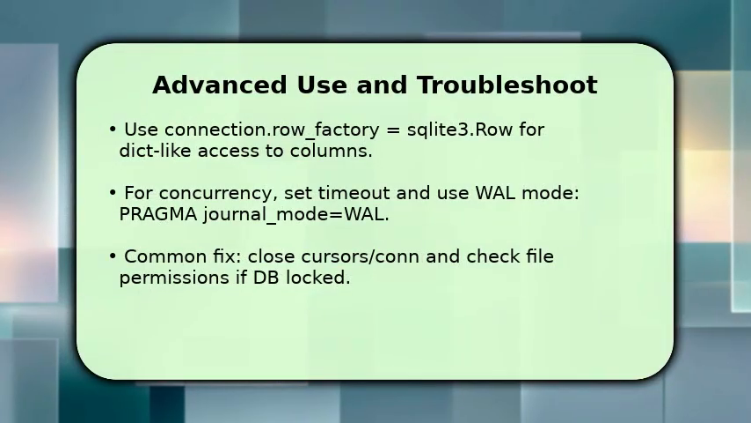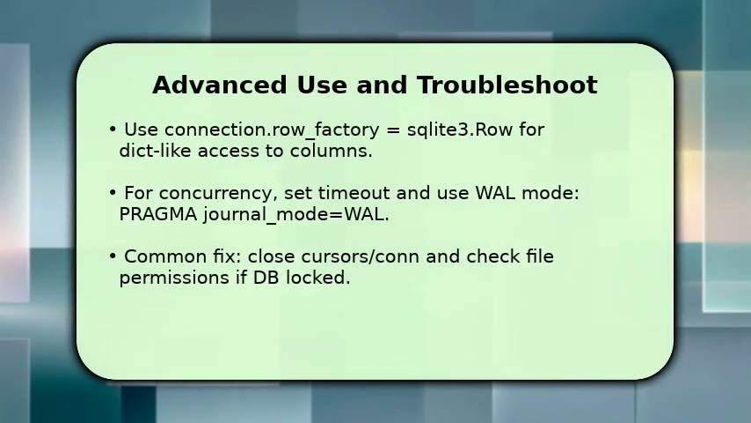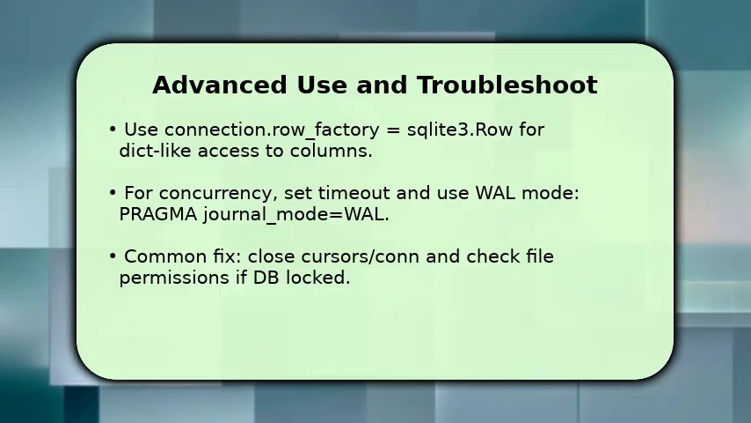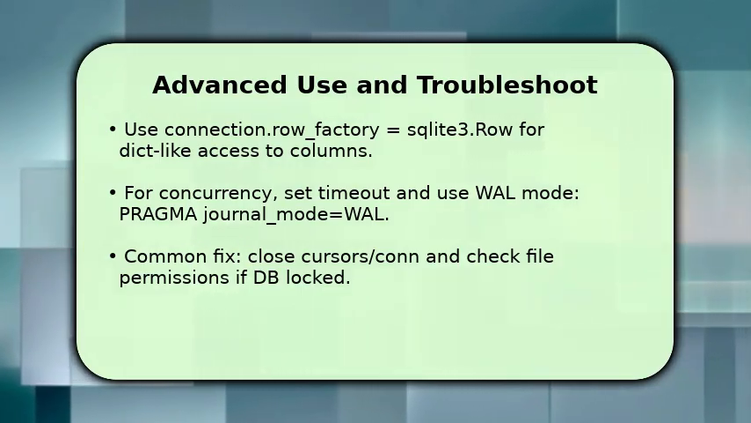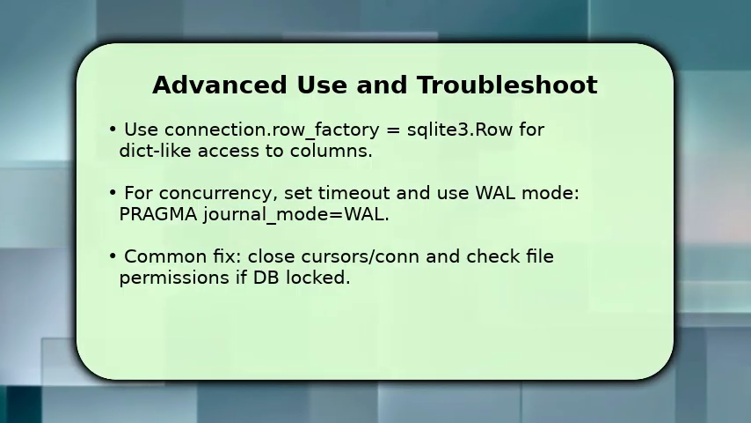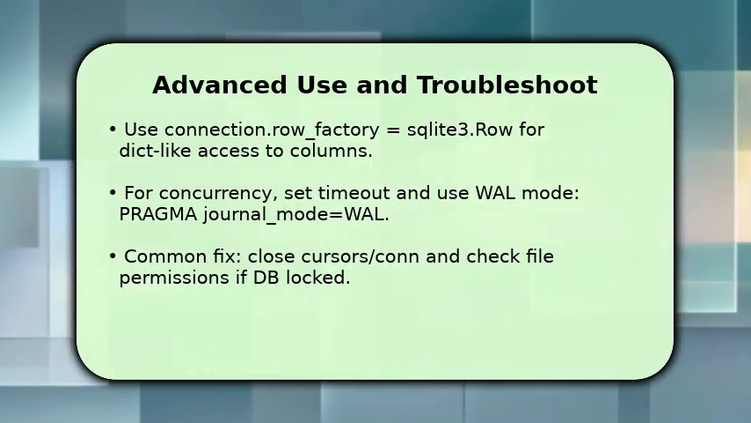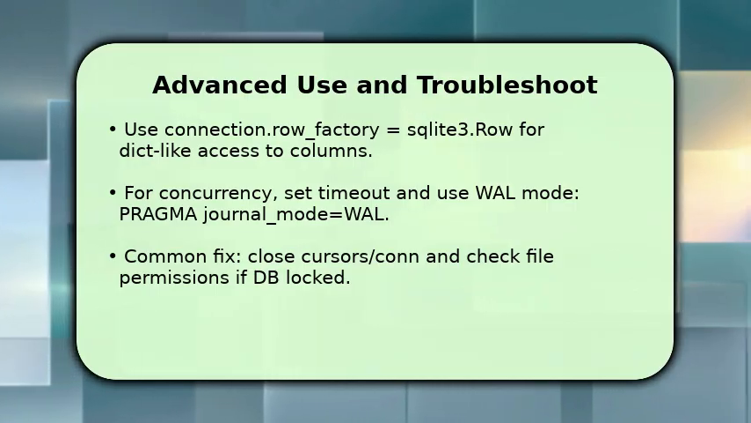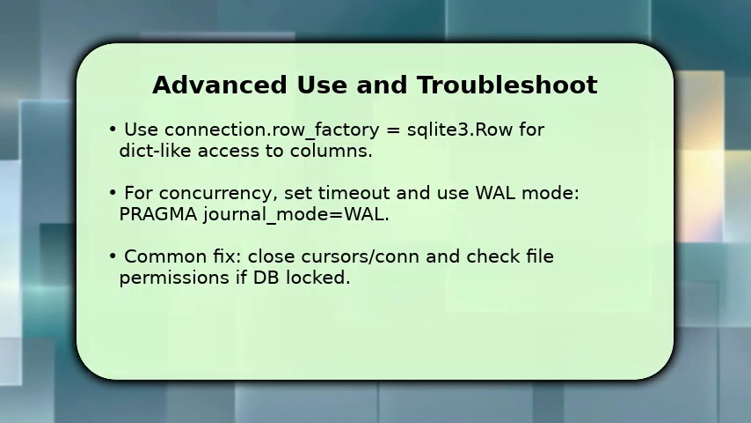Finish by applying advanced settings and preparing for deployment. If you want dict-style rows, set con.row_factory = sqlite3.Row so you can reference columns by name. For concurrent readers and writers, enable WAL with PRAGMA journal_mode = WAL and set a sensible timeout on connect. When done, always close cursor and con to flush locks.